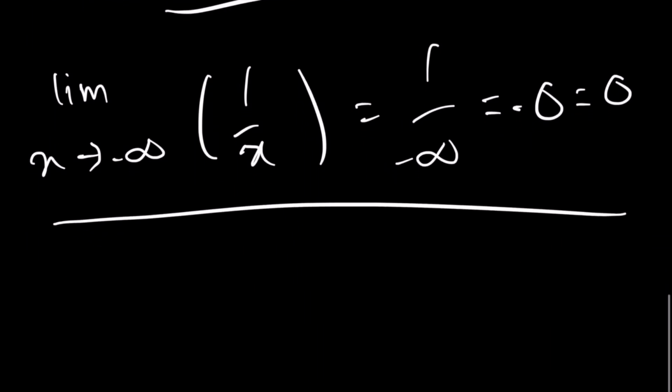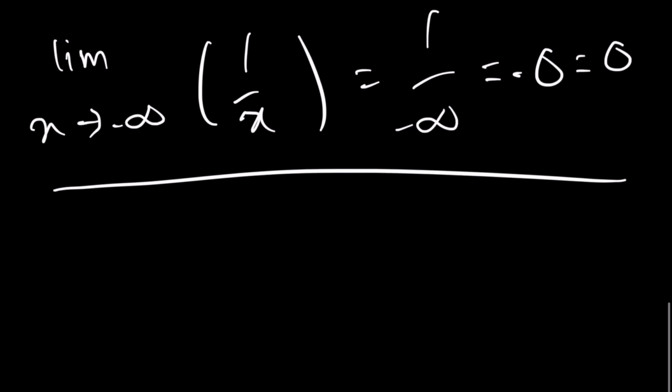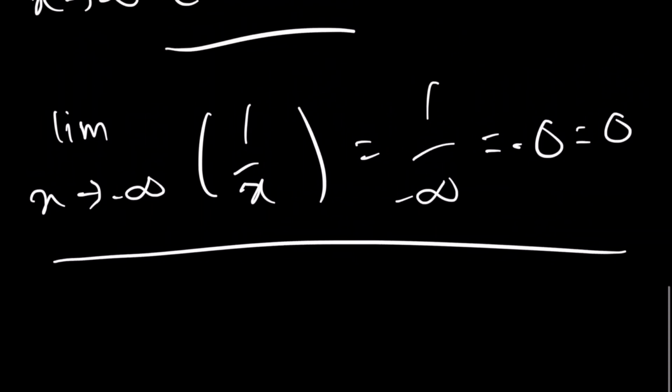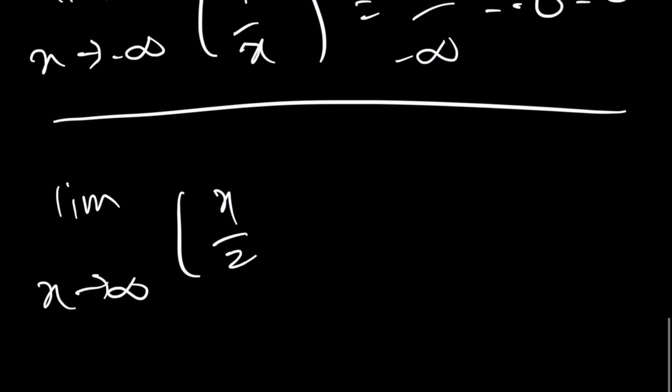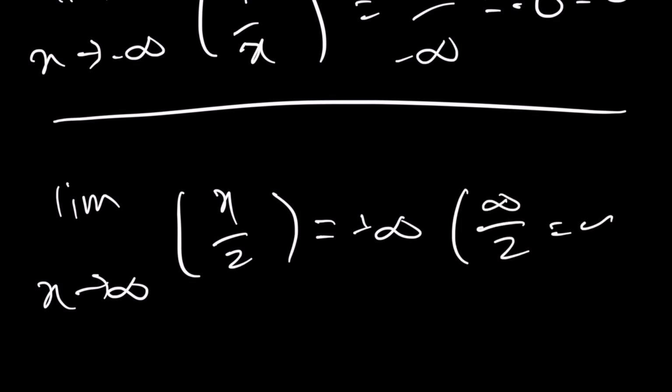Now, what happens when the number is greater on the top? So as you can see, here we have 1, and here we have x, which is equal to infinity. But what happens when x is on top? So if we have the limit to infinity of the value x over 2, that'll just be equal to positive infinity, because it is infinity divided by 2, which is still infinity because you can't divide infinity by anything.